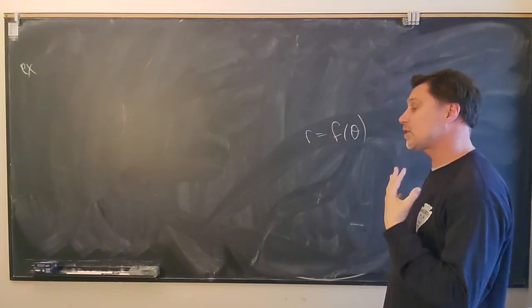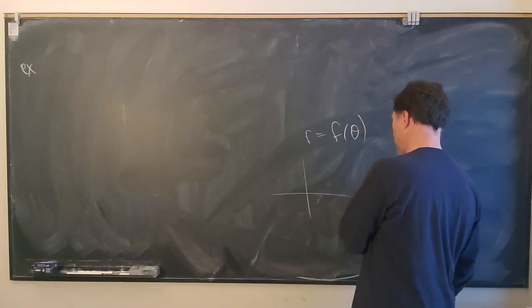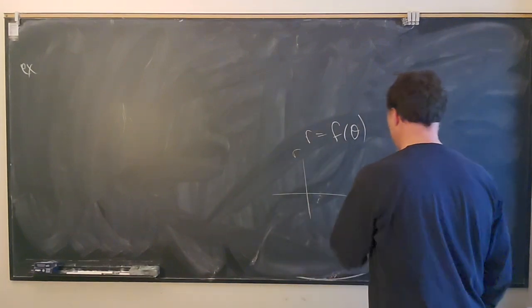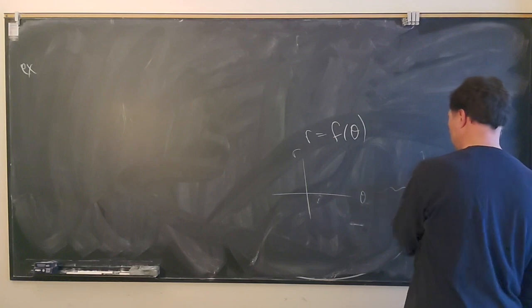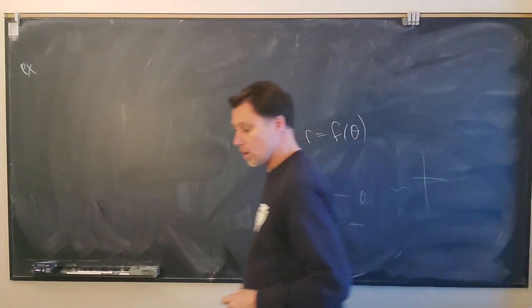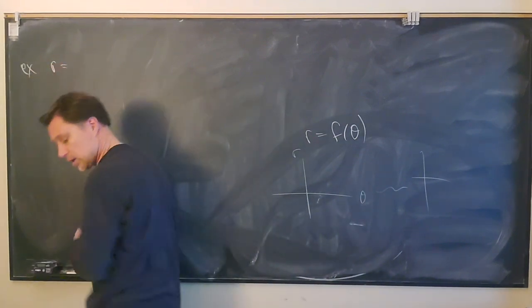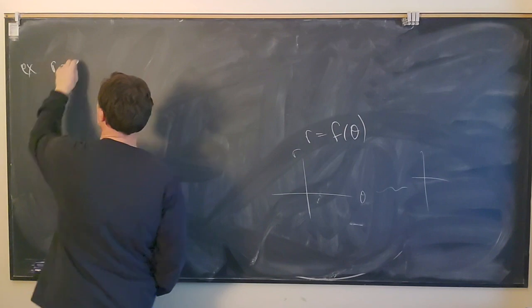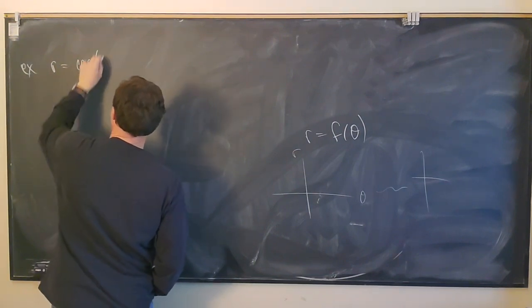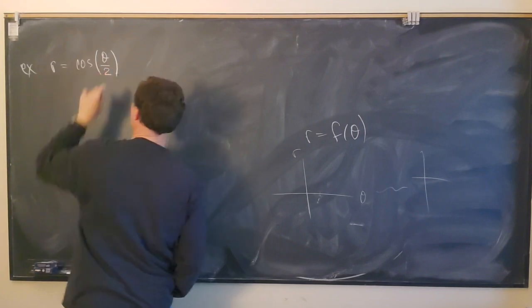The idea is that we want to first sketch in the theta-r plane, and then transfer that information to the xy plane. So for our first example today, let's do r equals cosine of theta over 2.